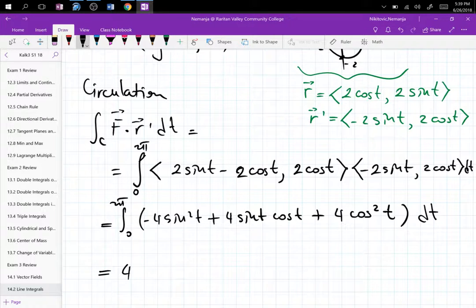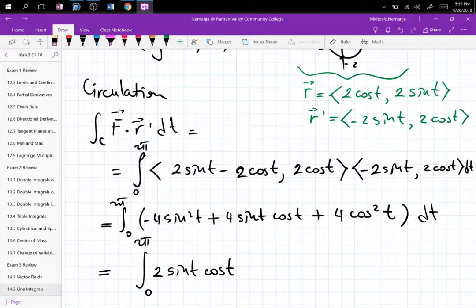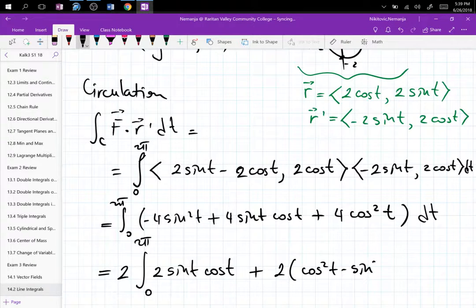Well, first let's kick out 4, because all of these have 4. And then I have this sine t cosine t. Oh, I shouldn't be kicking 4. No, because I need a 2 here. I need to keep 2, so I have to kick 2 out, actually. I'll leave this term, and then I will go plus 2 times, and in parentheses I'll put cosine squared t minus sine squared t.